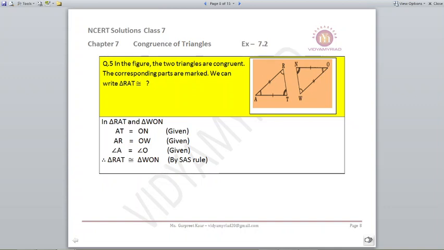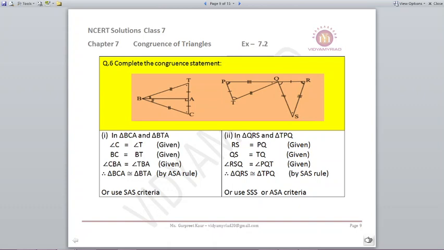Other parts I can ignore, which means that AT is equal to OW, which is given to us. AR is also equal to ON, given. Angle A will be equal to angle O, given. So we are taking angle A. We have not taken angle R. We have not taken angle T, because of our criteria, there are 4 criteria which we need to look into. So using those criteria, I can follow SAS rule in this to make the two triangles congruent, which means triangle RAT is congruent to triangle WON by SAS.